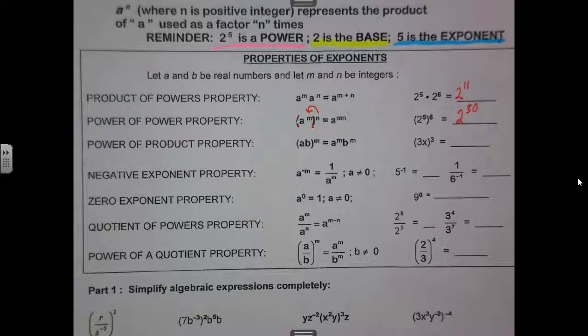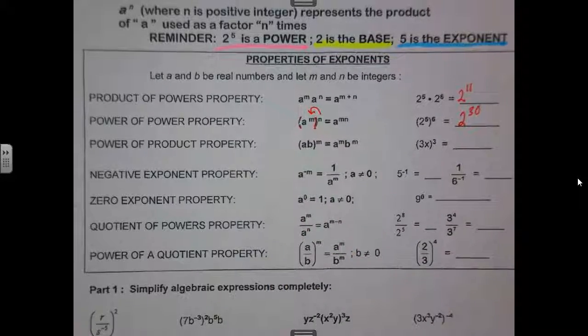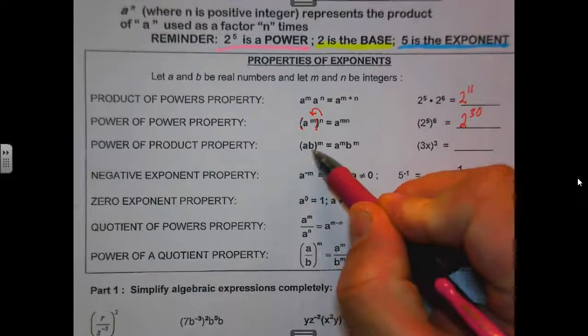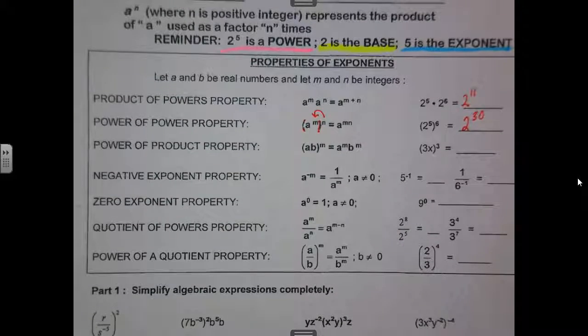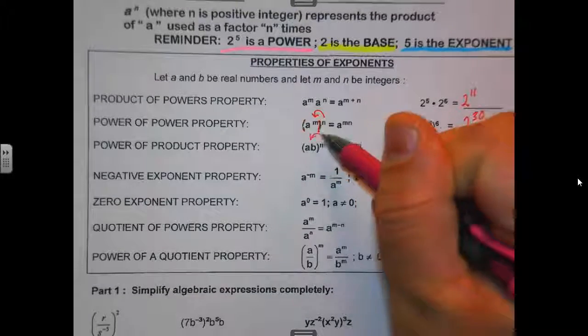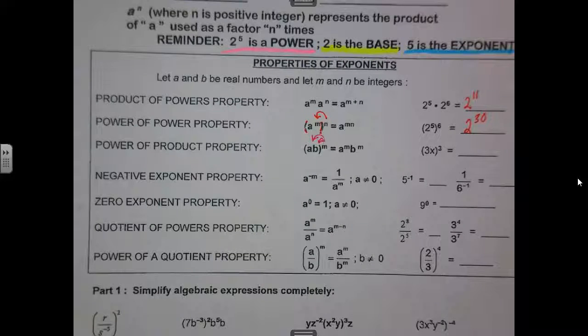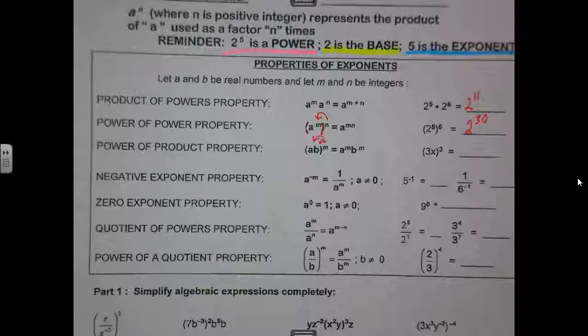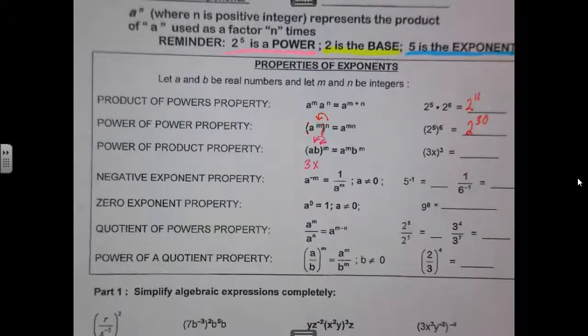All right. The next one's the power of product property. Now, I know it looks the same as the one we just did, but it's not. Notice I've got two different bases here. I've got an A base and a B base raised to the power of m. I still have to multiply that power to every exponent. Now, if there's not an exponent there, what is it? Yeah, the number 1. If I have a 3x, the exponents are 1.